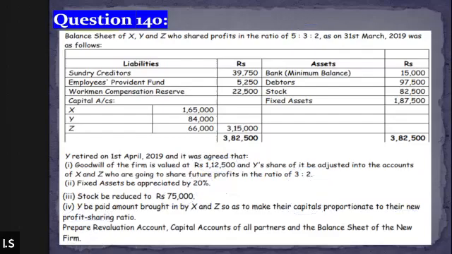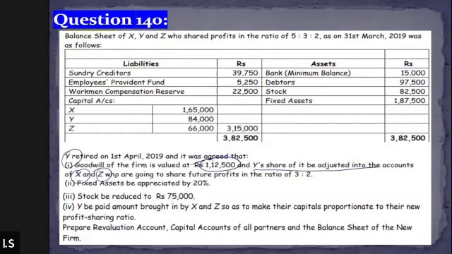Sir, what is the meaning of adjusted into the accounts in the first one? All right, so you're talking about this. See, since one partner is retiring, when this partner retires, we will have to find out his share of goodwill in the total goodwill of the firm. And when he retires, he is required to be compensated. Who is going to compensate Mr. Y? X and Z are going to compensate.